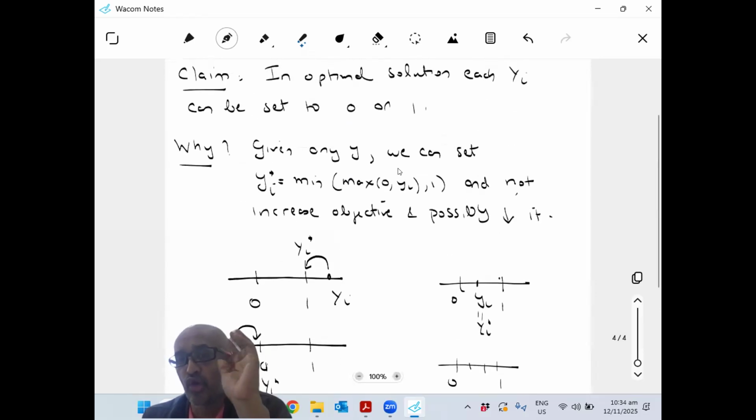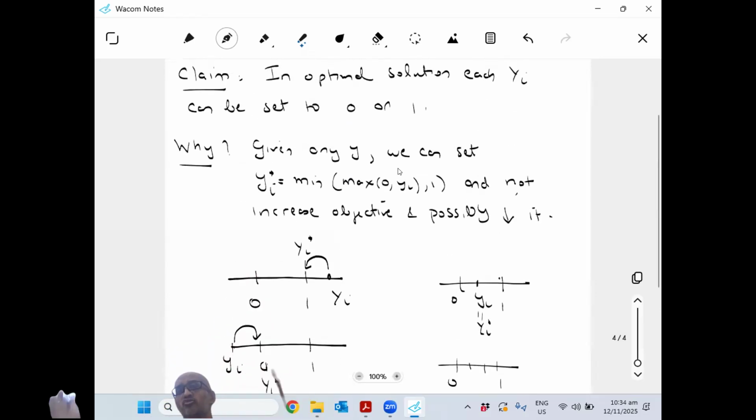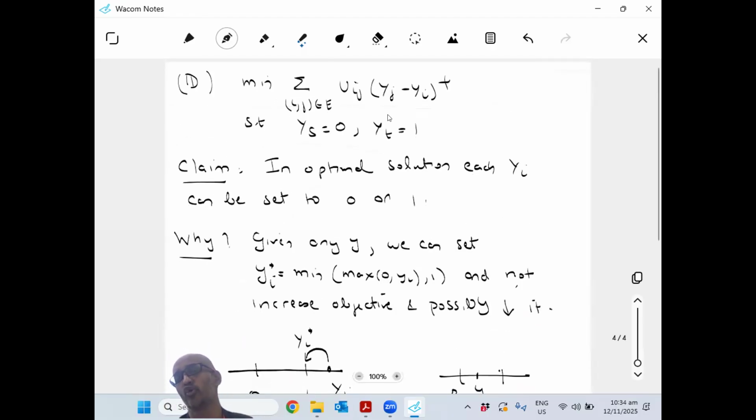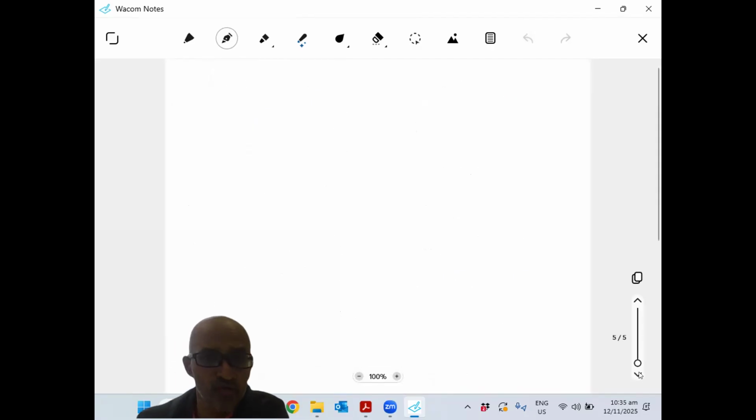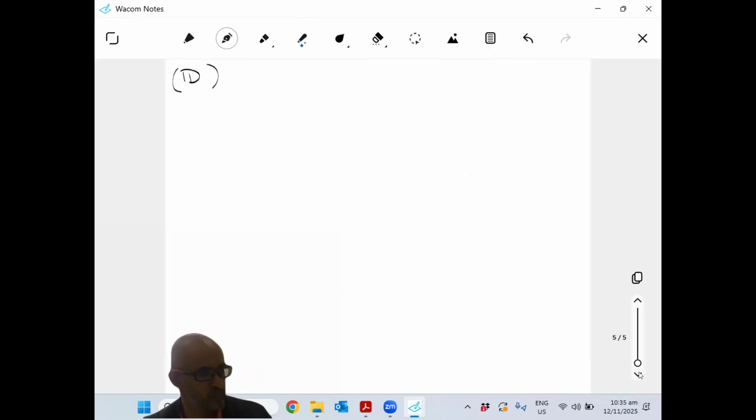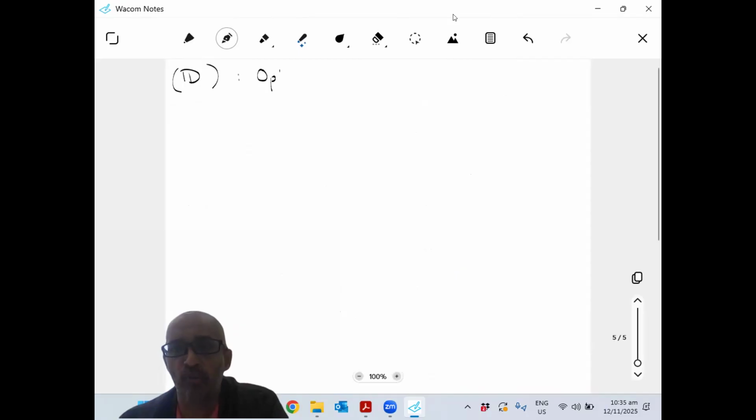So hopefully you're convinced that there is no benefit for you to make these numbers go beyond 0 and 1. You're convinced or no? Okay. So we are almost there. So dual. So the claim is that when we solve this dual, the optimal. I already told you what the optimal dual are. The variables are.